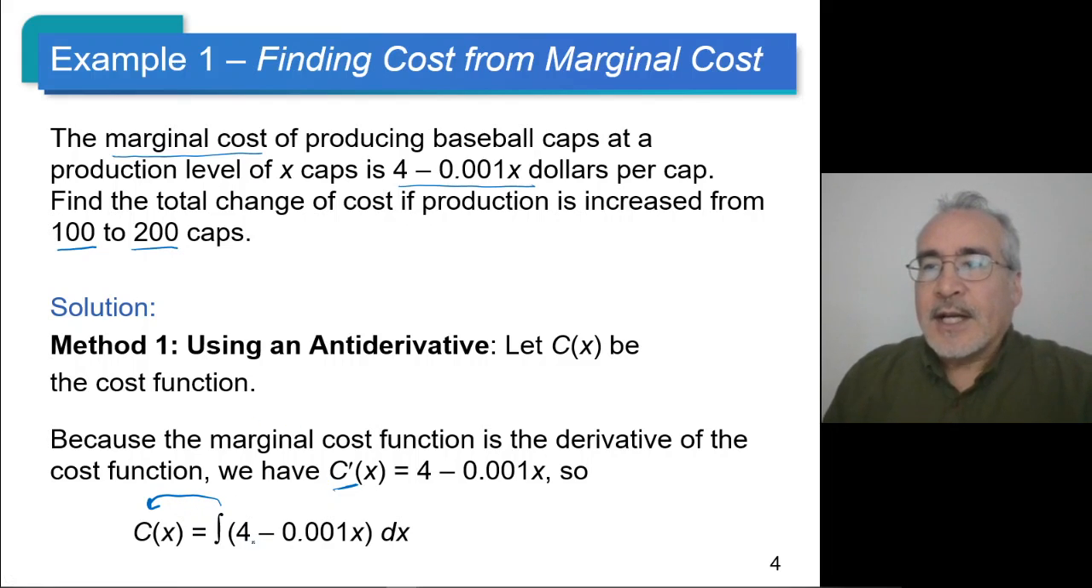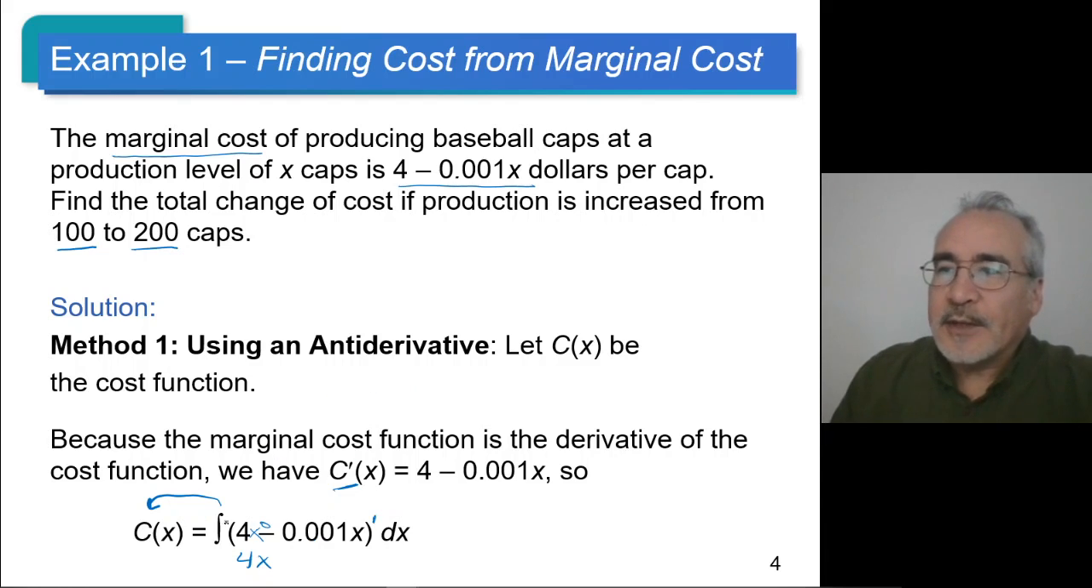So just remember, when we integrate, we add 1 to the exponent, and this 4 is like 4x to the 0 power, so we add 1 to it. That's going to give us 4x to the first power over 1, which is just 4x. When we integrate the next term, we're integrating each term separately. We can do that because of the sum and difference rule, since we're taking a difference here. So we add 1 to the exponent, that's going to give us an x squared, and then we divide by that new exponent, so we divide by 2.